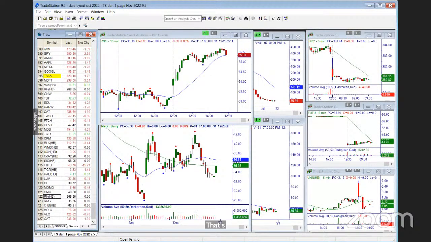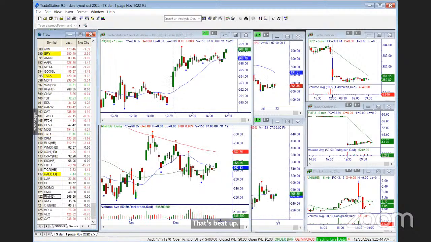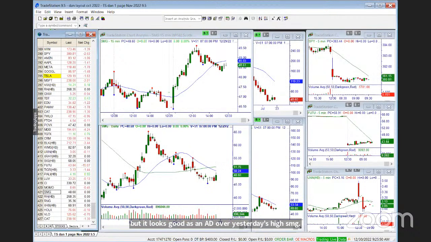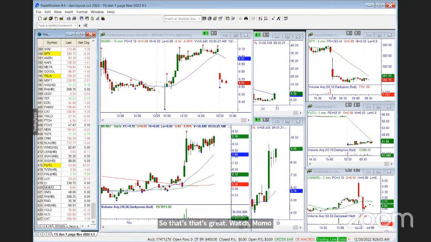RH, we sold a put spread yesterday, but it looks good as an add over yesterday's high. SMG, another beat up one. Finally got a turn here. I got a multi-bar weekly turn on support. So that's a put spread watch. Momo, we entered Wednesday, went against us a little bit. Beautiful close yesterday. Now it's gapping down, not good.